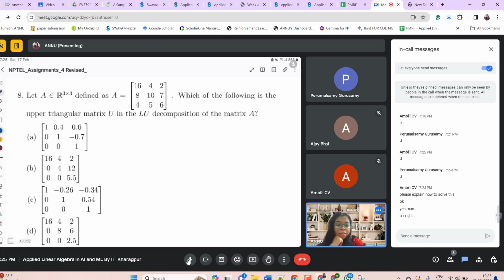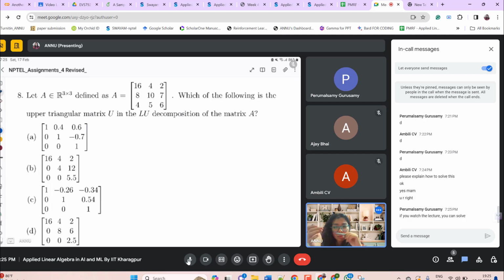But I will try to find how to solve this LU. There can be many options, but he taught some different ways. If you watch the lecture, you can solve. I watched the lecture, but I couldn't get it very clearly. I will try again, maybe I watched very fast. Can you tell how to solve?